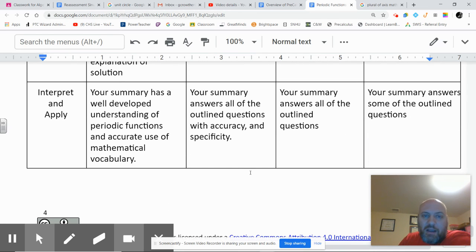And finally, interpret and apply. Your summary answers all of the outlined questions with accuracy and specificity. For the 4, your summary has a well-developed understanding of what periodic functions are and the accurate use of mathematical vocabulary. So you're not saying the high point and the low point. We're talking about the minimum and maximum of the amplitude based on the midline. We're not talking about it moved left, it moved right. We're talking about a horizontal phase shift. So using that mathematical vocabulary that we've been using all throughout this unit.